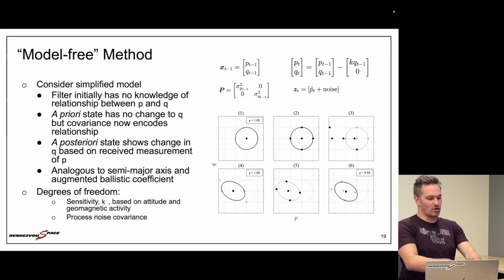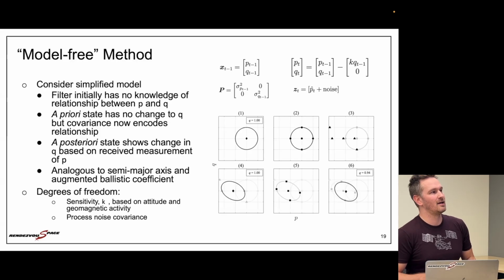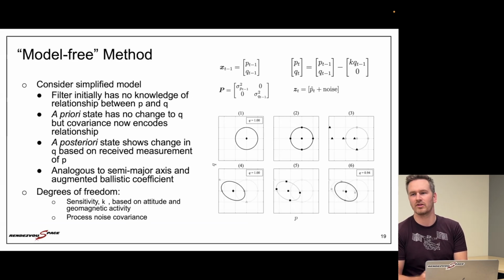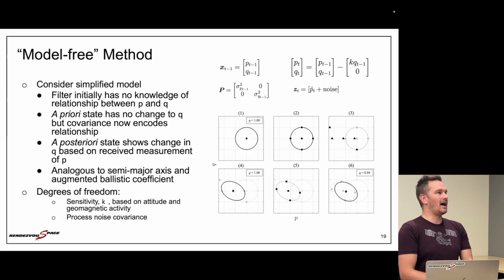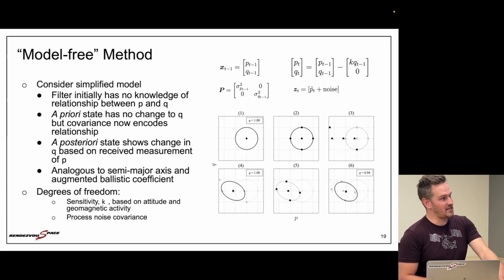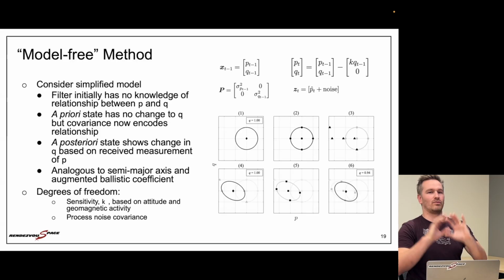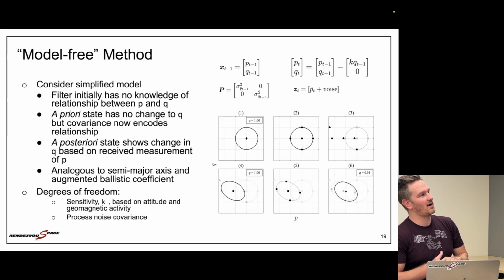So consider a simplified model in which you have only two variables, P and Q, whose dynamics are there in the upper right. P is a function of Q and some parameter K, and Q is constant in time. At least the model of it is constant in time. Whether or not it truly is doesn't matter. As you see in panel 1 of the figure, essentially the filter initially has no knowledge of any relationship between P and Q, and so we just have a circular covariance ellipse there.